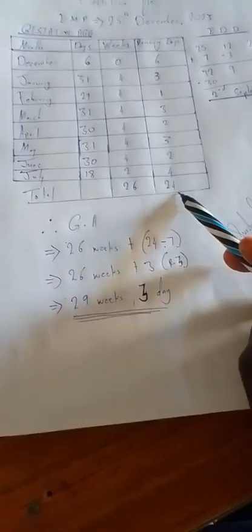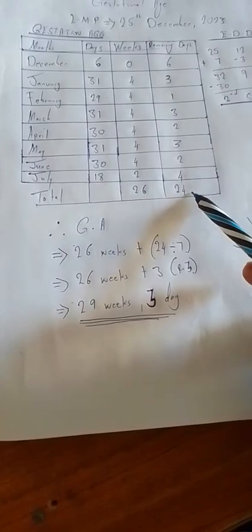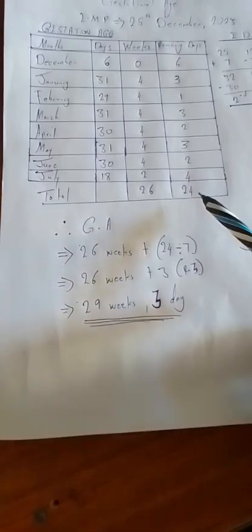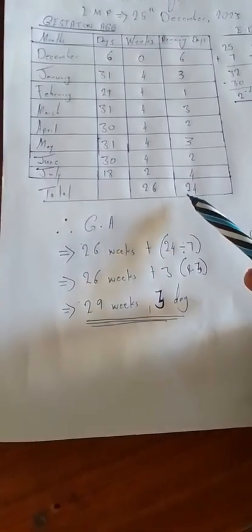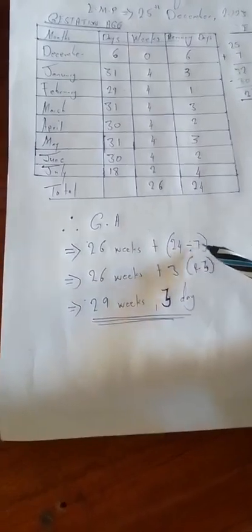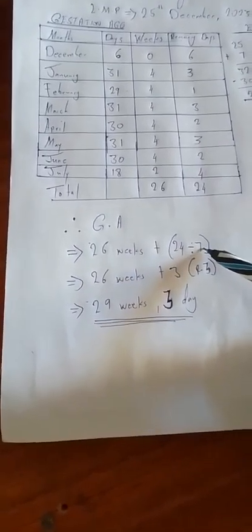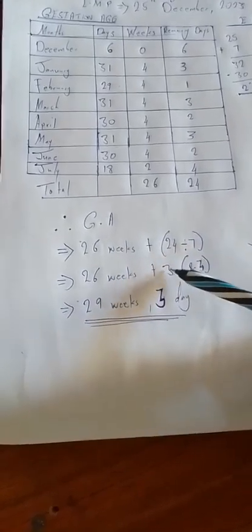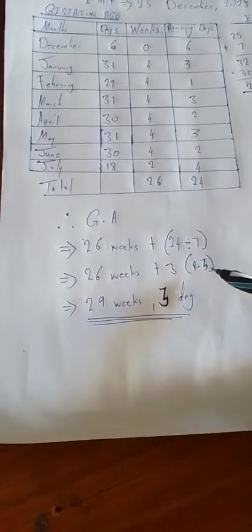Then this 24 that we found has to be converted to weeks before adding it to the 26 weeks. Yes, we have to convert these 24 days to weeks. How do we do that? We do that by dividing this 24 by 7, since 7 days is equal to a week. So if we divide 24 by 7, we're going to get 3, remainder 3.